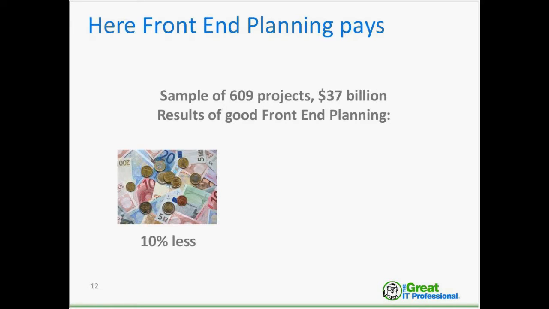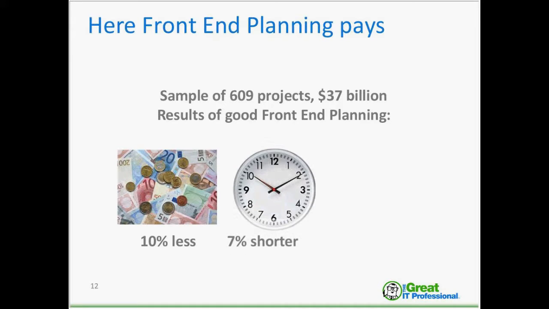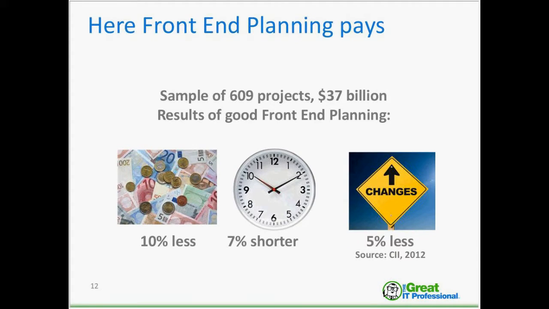Remember, front-end planning means I do a lot of tasks before the project starts. I do a lot of analysis and planning before the project starts. So the result is 10% less project cost. On average, projects are 7% shorter. Another measure was the number of changes, and they noticed that the amount of change is reduced by 5%.